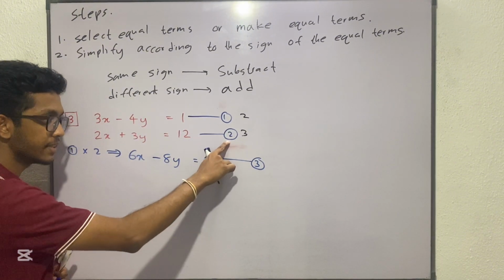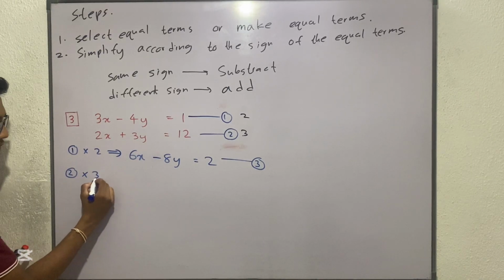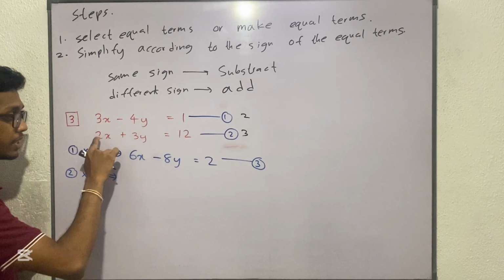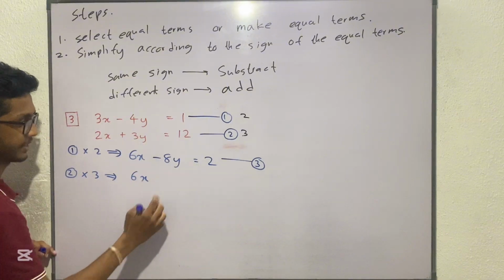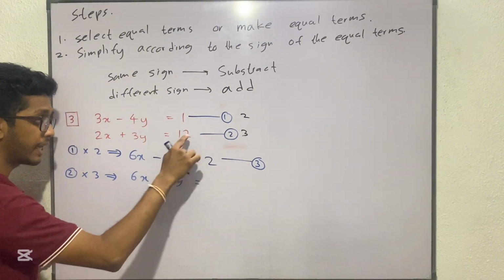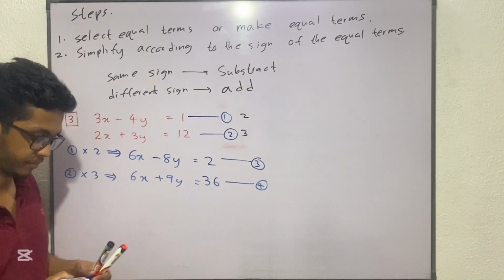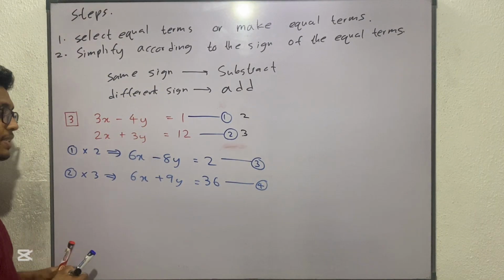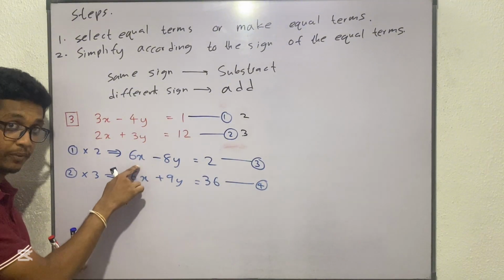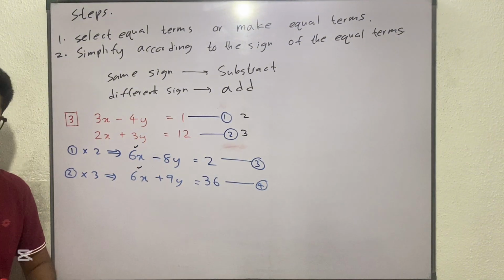Then the second equation from 3. 3 times 2x, I get 6x. 3 times 3y, I get 9y. 3 times 12, 36. That is my fourth equation. Now I got the same term, I got equal terms. That is x. 6x, 6x. Now I got equal terms.